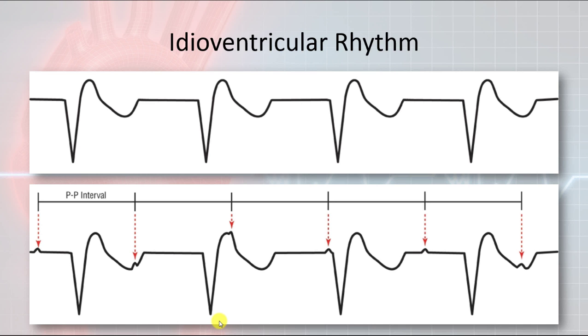What I mean by P wave dissociation in idioventricular rhythm, and this will be learned later as a different type of rhythm, but this is what I mean. If there's P waves and the QRSs are not occurring because of the P waves. Later you'll learn that this is a specific kind of heart block, but this is what I mean by atrioventricular dissociation.